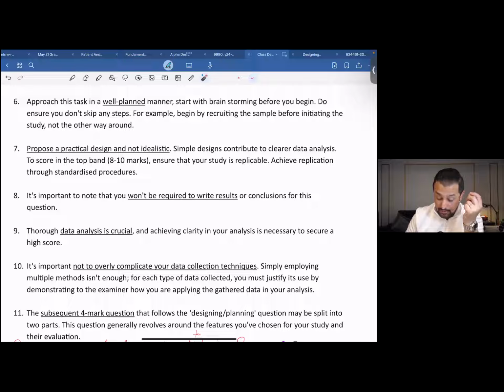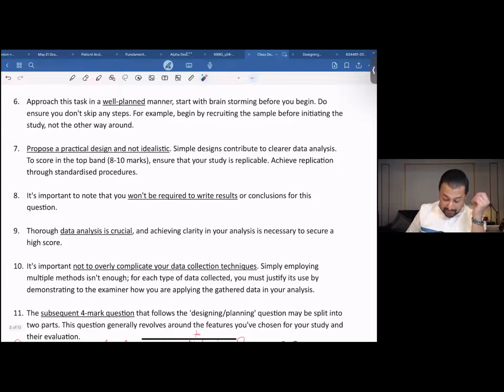For example, begin by recruiting the sample before initiating the study, and not the other way around. This is just an example that I've given you to explain that what is actually expected from you is to think like a tiny little psychologist, right? So if you're actually conducting the research, think practically. These are the steps that you'd be following, right?